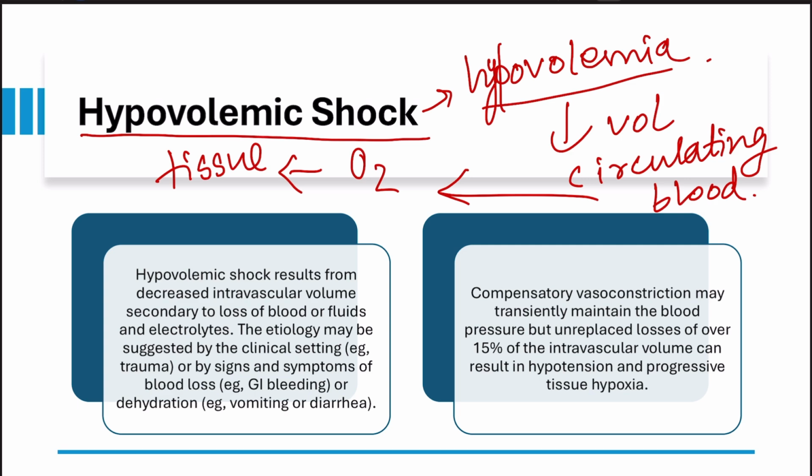So hypovolemic shock results from the decreased intravascular volume, which can be secondary to the loss of blood or fluids and electrolytes. So it can be either due to the loss of blood or it can be due to the loss of fluid and electrolytes.